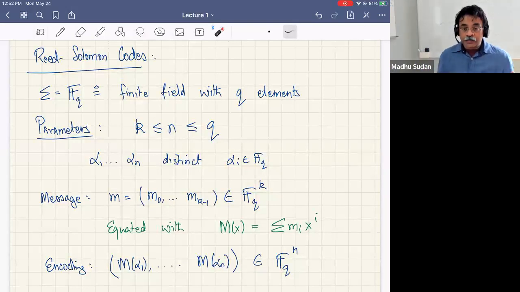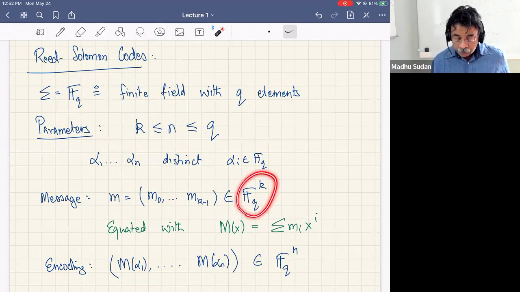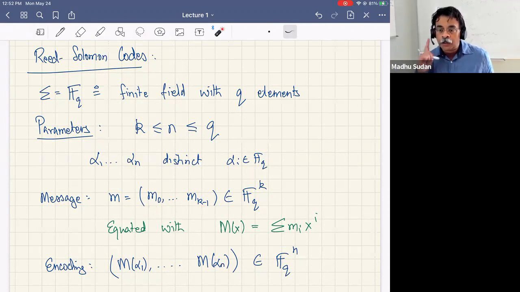And now I get a message and I have to send it to you. What is a message? Message is going to be k letters of sigma, which is k letters of F_q, the field on q elements. And I think of these messages as being the coefficients of a polynomial in one variable whose degree is k minus 1. Okay, so that polynomial is given by summation m_i x^i.